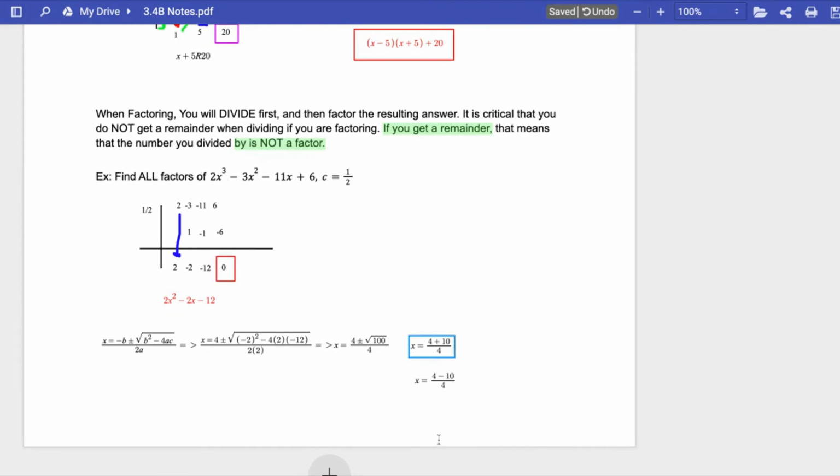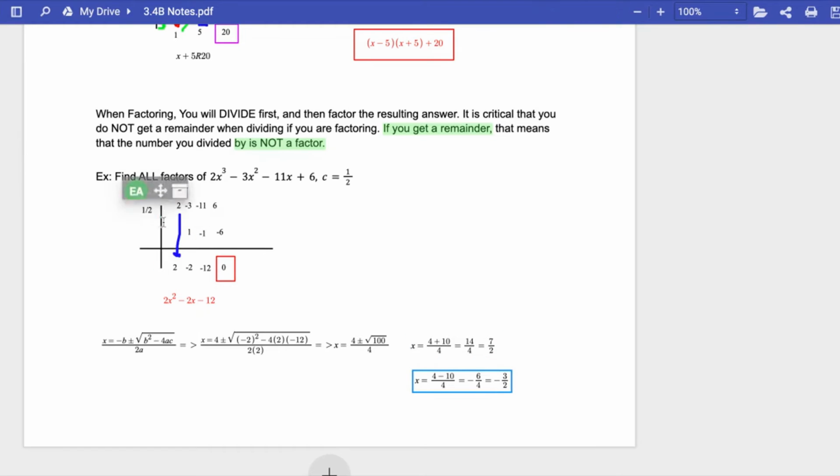Well, if I start solving this one, 4 plus 10 over 4 is 14 over 4, which is going to be 7 halves. And then over here, I'm going to have 4 minus 10 over 4, which is equal to negative 6 over 4, which is negative 3 over 2. Okay, so now I have all of my zeros. So now I just need to put this into factor form. So I have x equals 7 halves and x equals negative 3 halves.